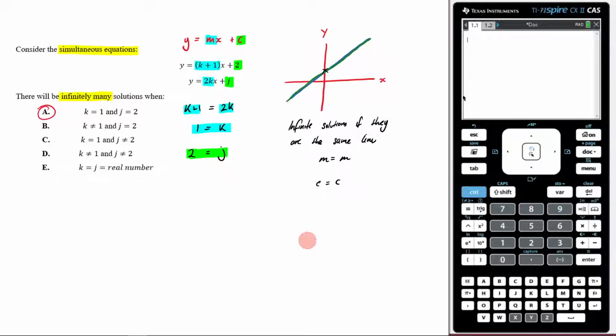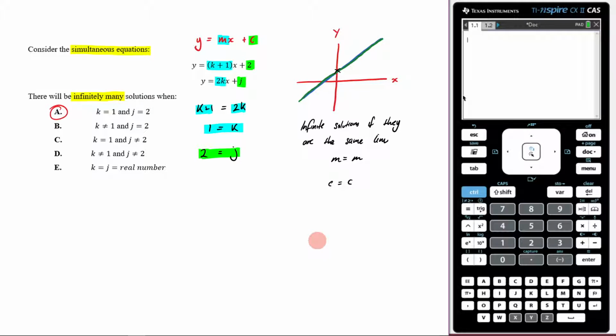So that's how you'd think through this question. It's just a matter of knowing what it's asking, and knowing that to have infinitely many solutions, it means it's just the same line.